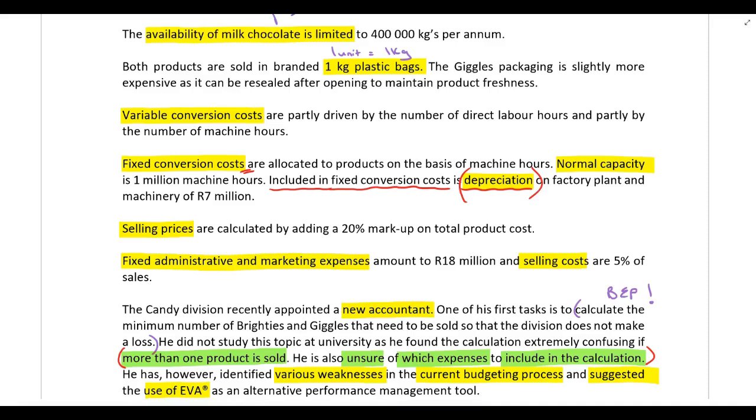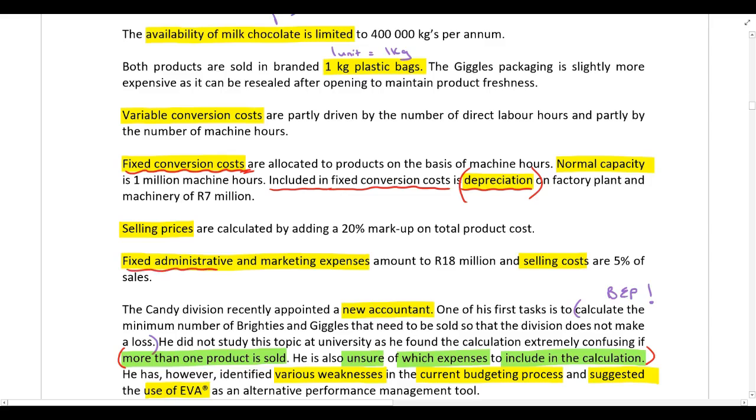You don't exclude non-cash items. We're not looking at relevant costing over here, where non-cash items are not taken into account. We are looking at the calculation of the break-even point. So all expenses that affect profit or loss should be taken into account in the calculation. So it's very important: depreciation should not be excluded. Depreciation should be included in the break-even calculation. So we won't take it out of the fixed conversion costs, we'll leave it in.